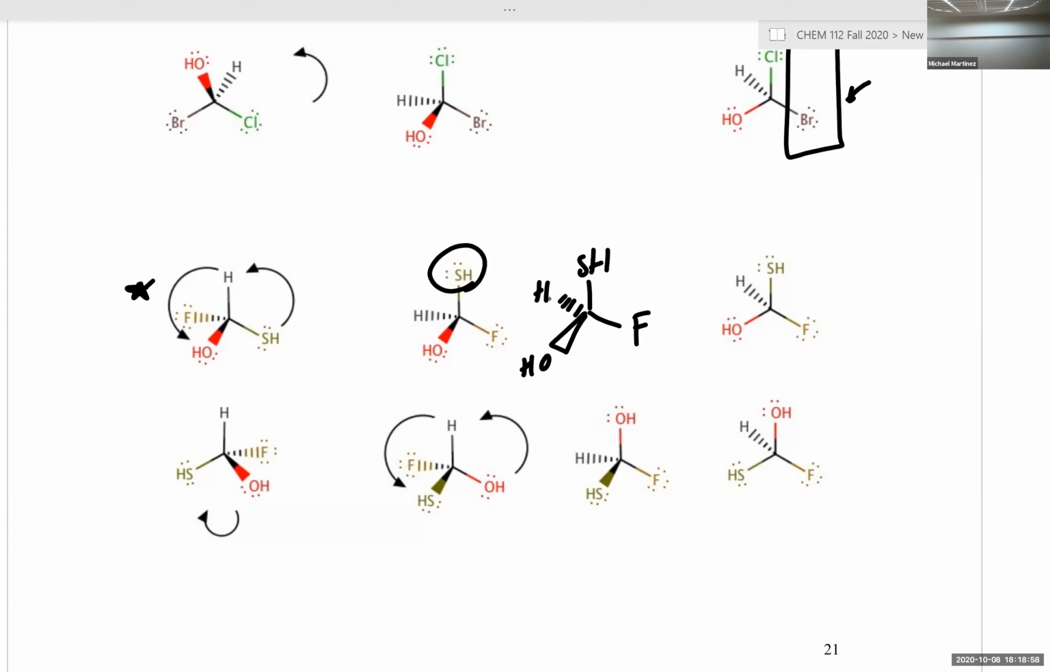Okay, we can do the exact same thing with our opposite enantiomer. So here's our opposite enantiomer. So we have our oxygen in front, our fluorine in the back, and our sulfur pointing.